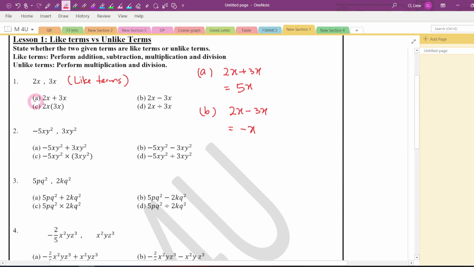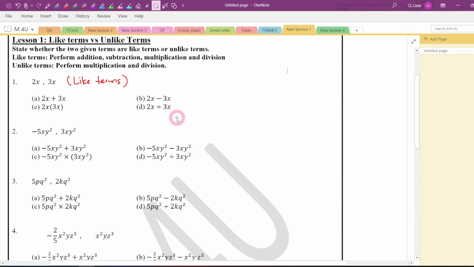So how about multiplication? 2x times 3x. So 2 times 3, you will get 6. x times x, you will get x squared. You notice that? Now the power of the variable has changed from 1 to 2. Division. 2x divided by 3x. So you can change the way of writing it to become like this: 2x over 3x. Now you can simplify it this way. So the answer will be 2 over 3.